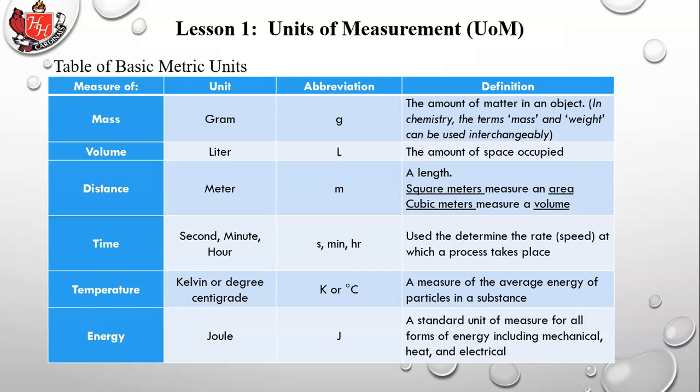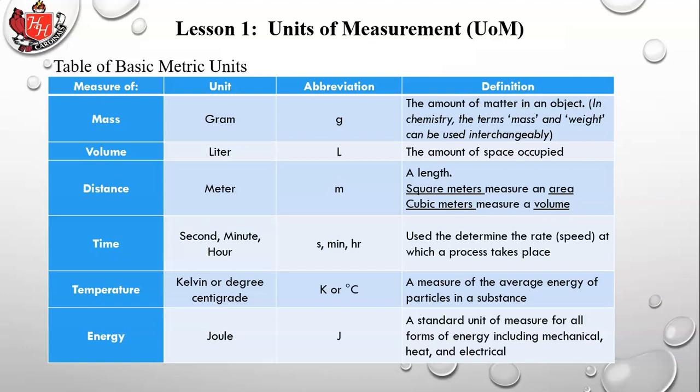Time. A second, minute, hour. Those are common throughout the world. It doesn't matter what system of measurement you're using. There are 2. One is the English or imperial system that we use here in the United States, and the other is the metric system, which is used in most other countries of the world, except for just a very few. And it's also used in science.